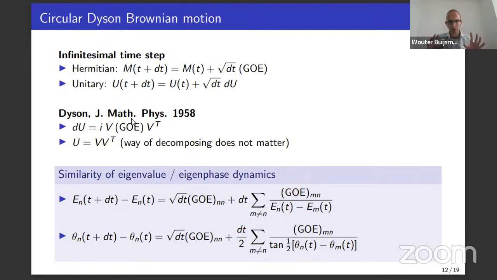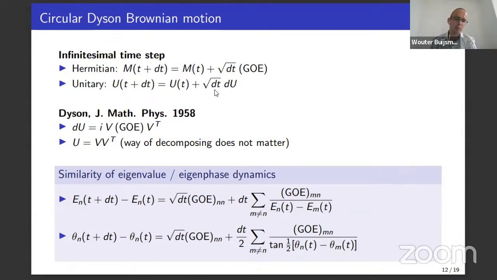The usefulness of the Dyson Brownian motion becomes clear when we look at how this extends to circular ensembles, so unitary ensembles. This was proposed by Dyson actually in the same paper, so you can look up the details of how this works. Essentially, as said, for Hermitian matrices the time evolution looks like this. For unitary ensembles, the time evolution is a bit more complicated.